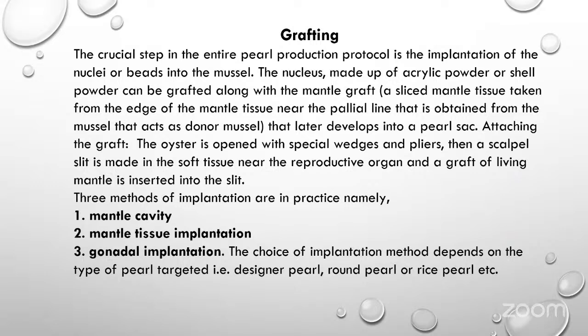3 methods of implantation are in practice. What are the 3 methods? Namely, the first one is mantle cavity, mantle tissue implantation, and gonadal implantation. The choice of implantation method depends on the type of pearl targeted, that is, whether it is a designer pearl, round pearl, or rice pearl, etc.